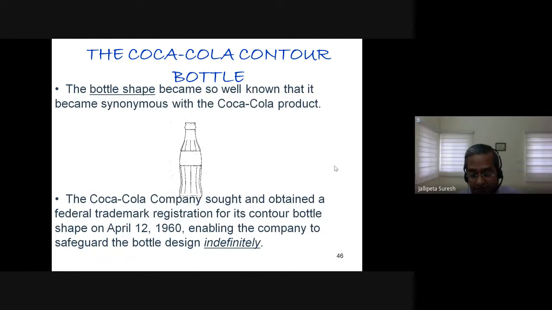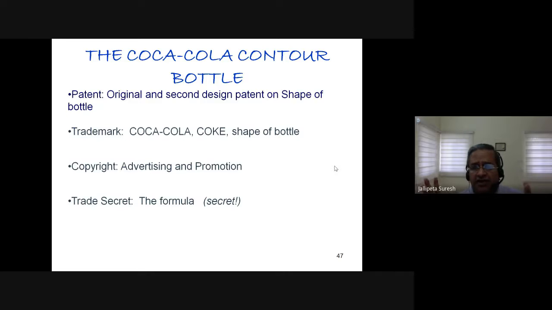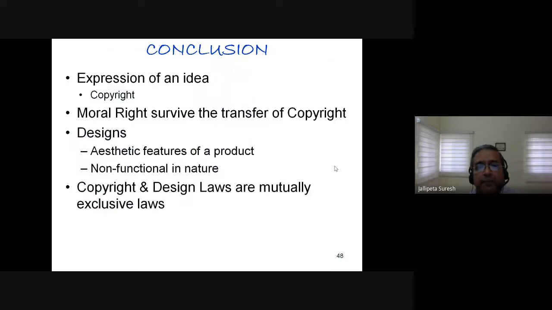Now, if you look at the combination of intellectual property rights that Coca-Cola has, that is design, trademarks, Coca-Cola and Coke, the shape of the bottle, copyright in the form of advertising and promotion material, and of course trade secret, which is the formula we saw last time.